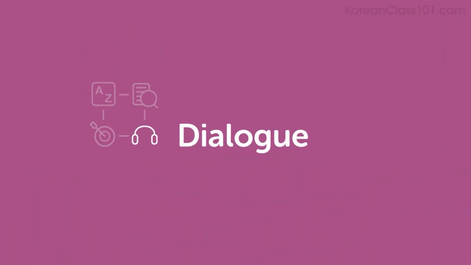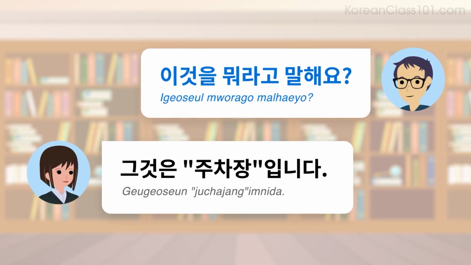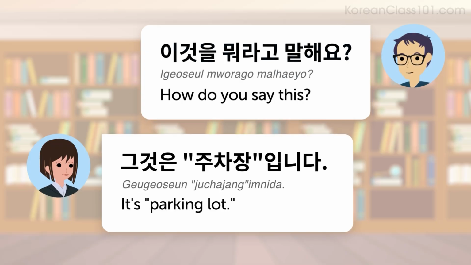Now, let's take a look at some conversational phrases. Listen to the dialogue. 이것을 뭐라고 말해요? 그것은 주차장입니다. Once more with the English translation. 이것을 뭐라고 말해요? How do you say this? 그것은 주차장입니다. It's parking lot.